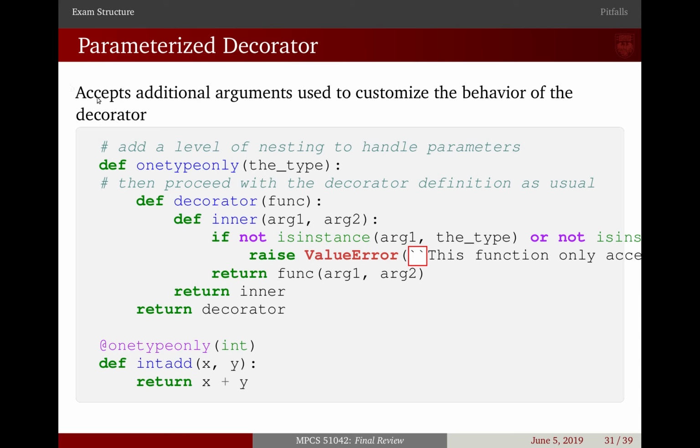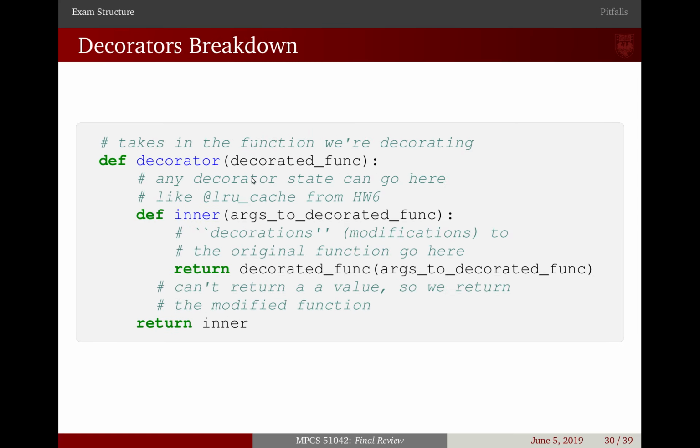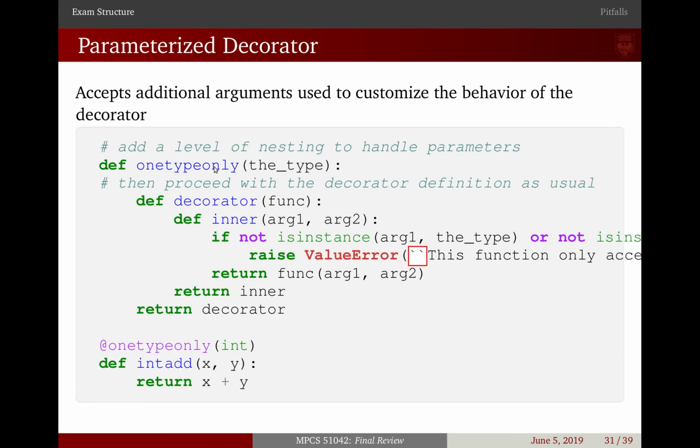So, the parameterized decorator. This essentially takes what we had in our standard decorator here and adds another level to it, where that next level is now not accepting the function, but it's accepting the parameters to our decorator. So here, we want to define a decorator that says this function is going to take in only one type. We're assuming that this function is only taking 2 arguments, but all the arguments that come into it are going to match that type. So here we check arg1 is that type, and arg2 is that type.